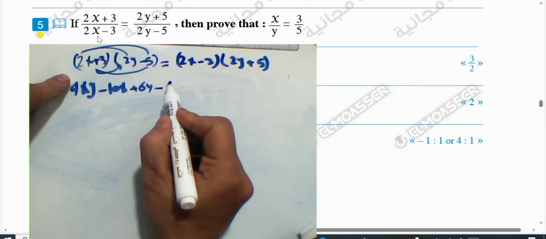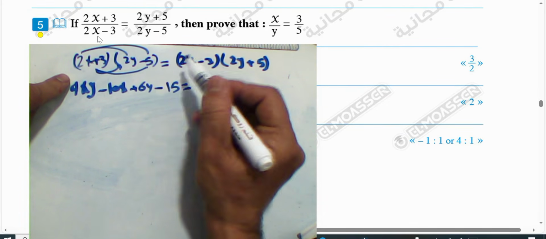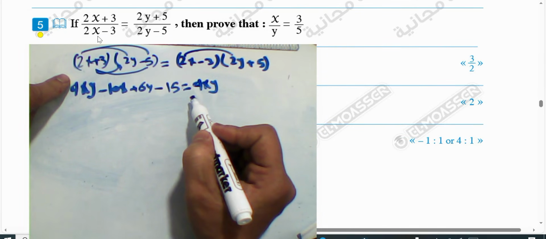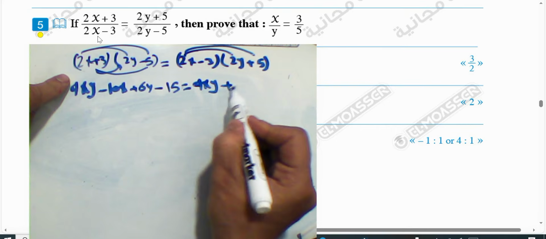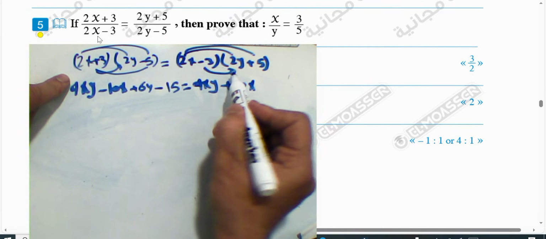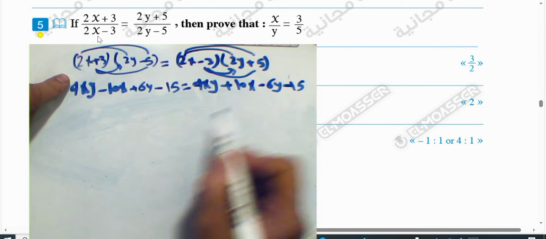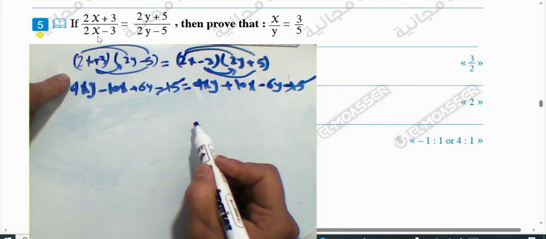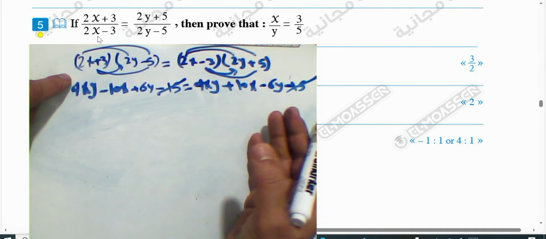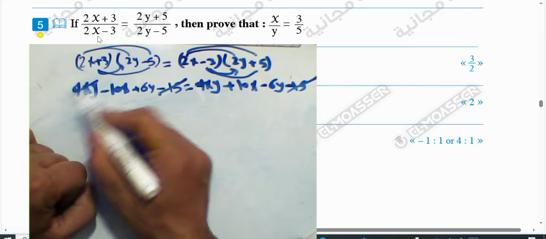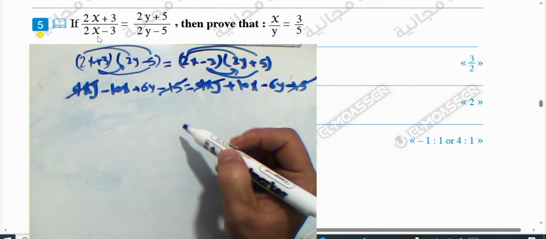And 3 times negative 5, it will be negative 15. 2x times 2y, it will be 4xy. 2x times 5, it will be 10x. Negative 3 times 2, it will be negative 6. And y, negative 3 times 5 is negative 15. We can cancel the similar terms, left hand side, right hand side, negative 15 by negative 15. And simplest, xy here, 4xy also, subtract 4xy equals 0.